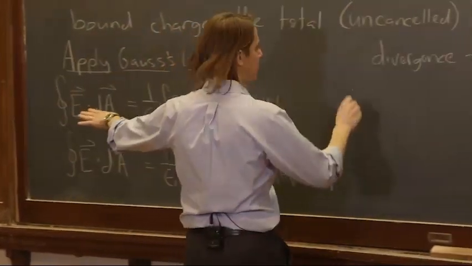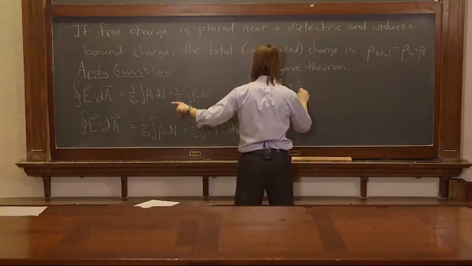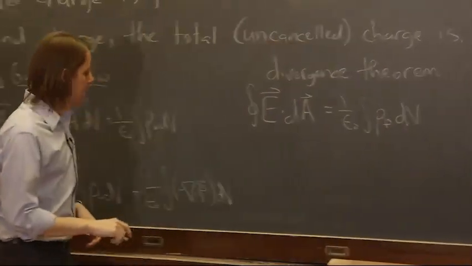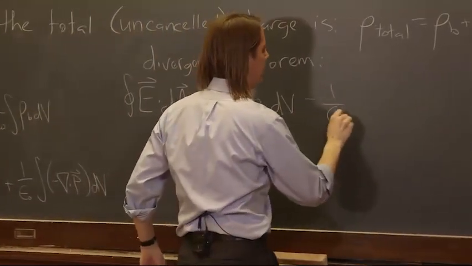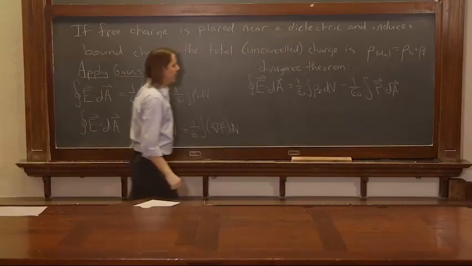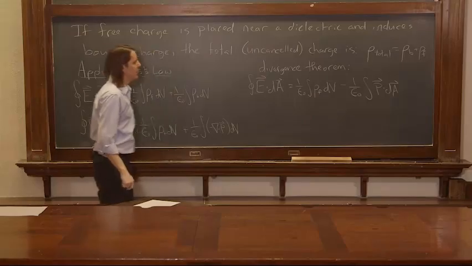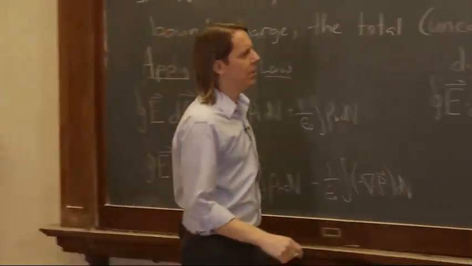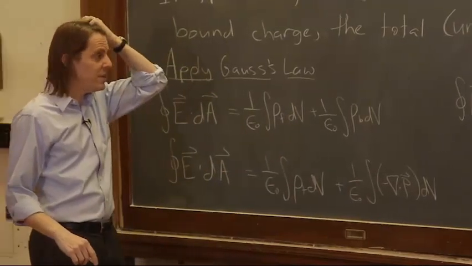So we still have this part the same, the integral around a surface of E dot dA, and we still have this part, 1 over epsilon naught, the integral of the free charge dV. But then the negative sign is going to stay, and it's going to become minus 1 over epsilon naught, the integral of P dot dA. Okay, we've turned it into that. Well, now we see that these are the same integral. They're over the same closed surface, and one is E and one is P.